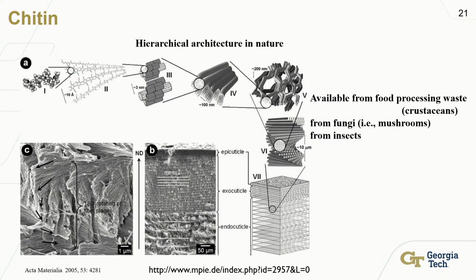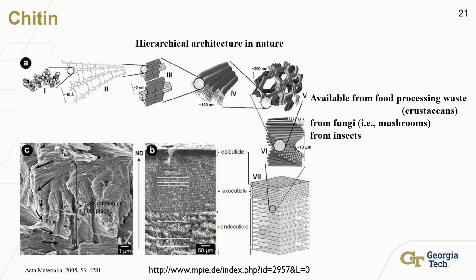So they're available from industrial food processing waste. So the external shell or exoskeleton of crustaceans contains large amounts of chitin, which is the image that this is drawn from, the exocuticle. And also from fungi, so mushrooms, for example, and from insects. Those are the major sources of chitin in the natural world.